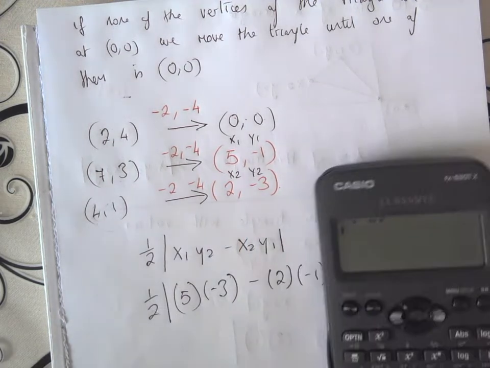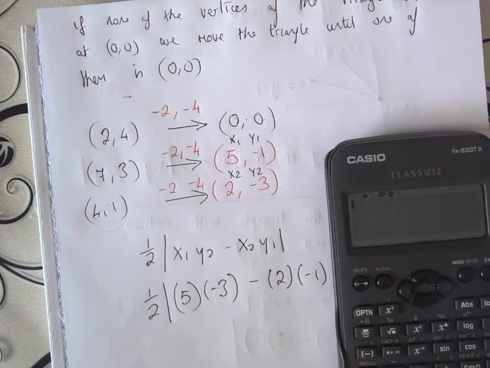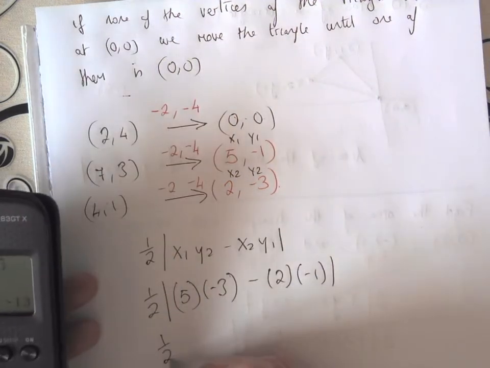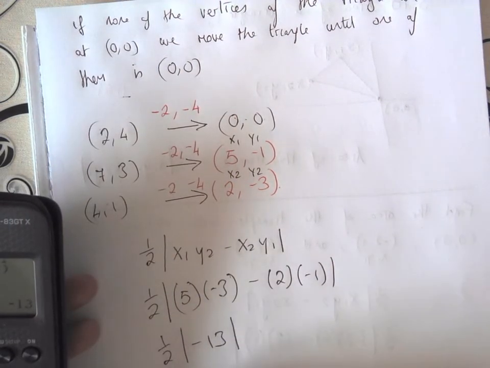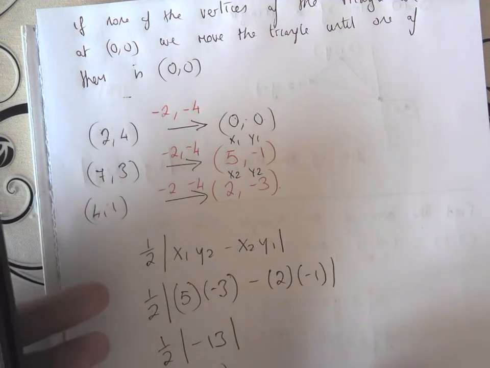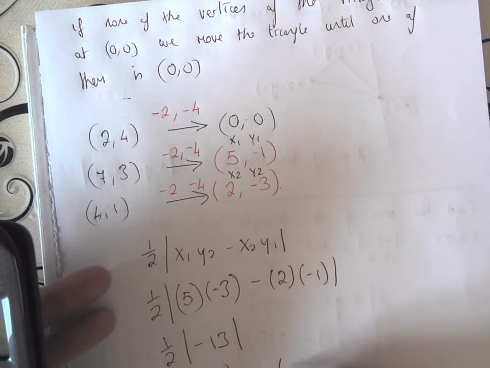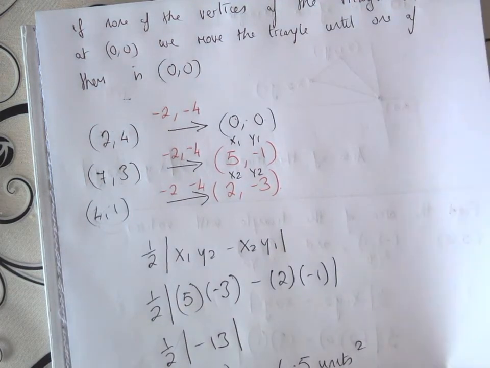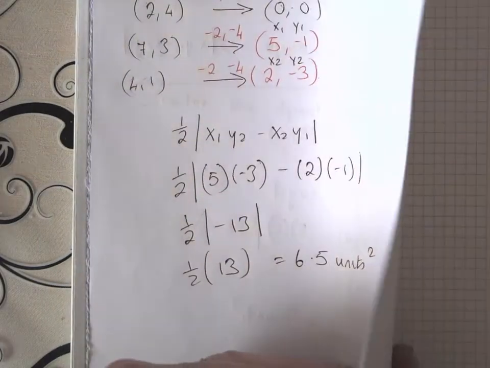Again, we do what's inside the modulus first. So 5 by minus 3 minus 2 by minus 1. Okay, and that gives me minus 13. So a half of minus 13. Now we change the minus to a plus and we do a half of 13, which is 6.5. And again, it's units squared. Okay, so there you have it.